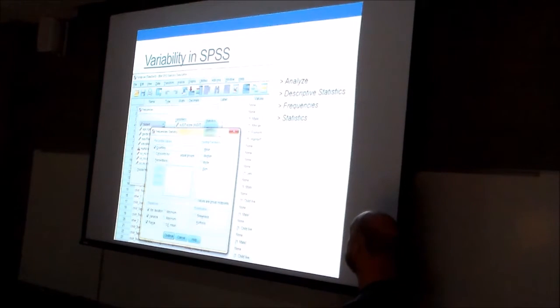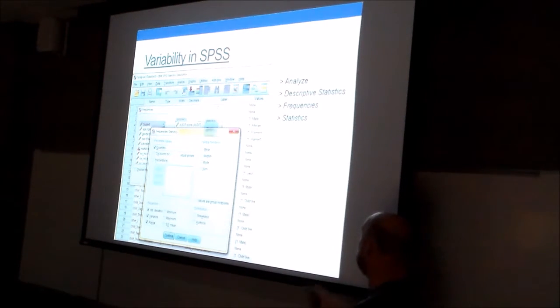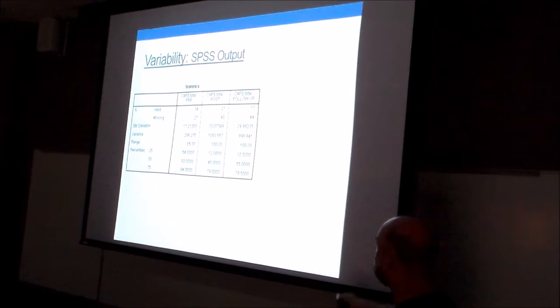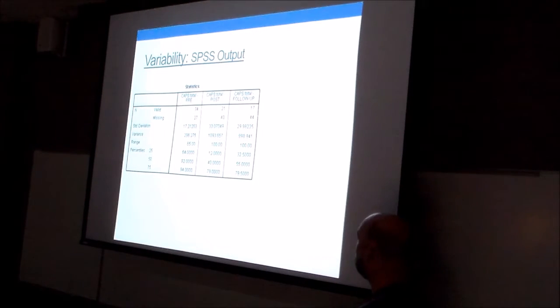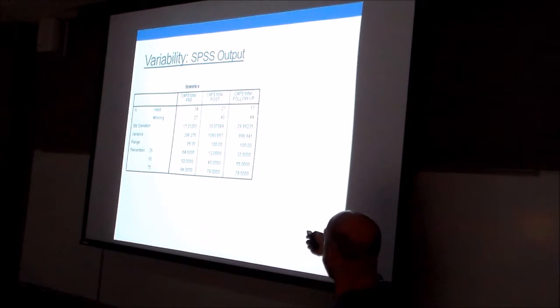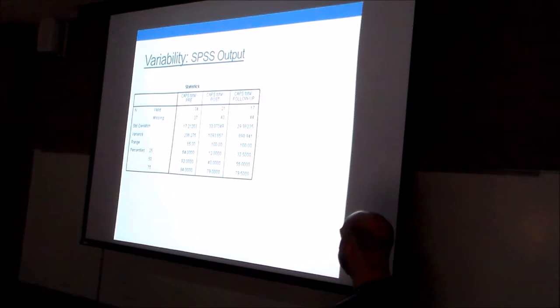Measures of variability in SPSS. We go to Analyze, Descriptive Statistics, Frequencies, Statistics. We can grab quartiles here, standard deviation, variance, range, all through there. This is what your output might look like. So we've got, again, for 3 different variables, measures of standard deviation, variance, range, and then our percentiles, the 25th, 50th, and 75th percentiles here, right?